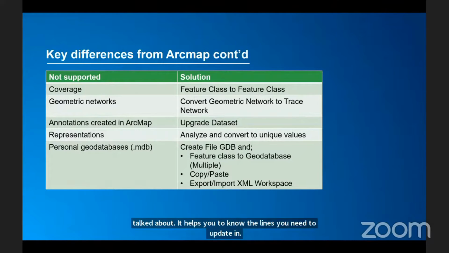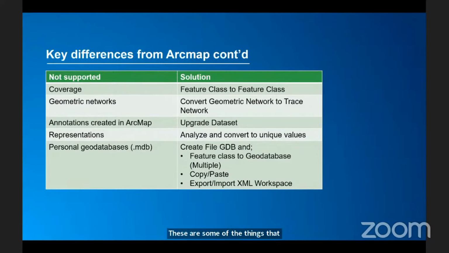These are some of the things that are not supported in ArcGIS Pro, but we have alternatives for them. For coverage, we can always use the feature class to feature class tool to convert our features to either another feature class or feature layer. We can also convert geometric networks into trace networks. For annotations, they can be upgraded in ArcGIS Pro. For representations, we can convert these to unique values under the symbology tools.